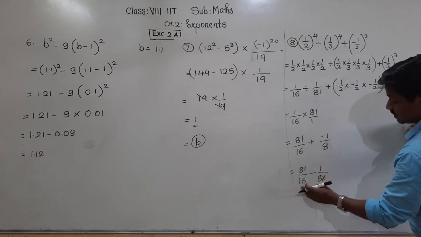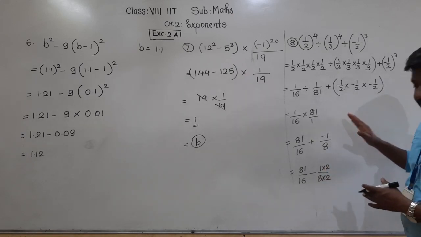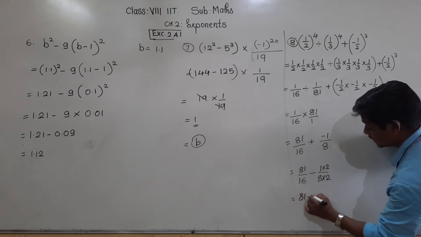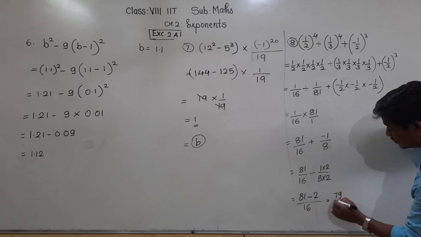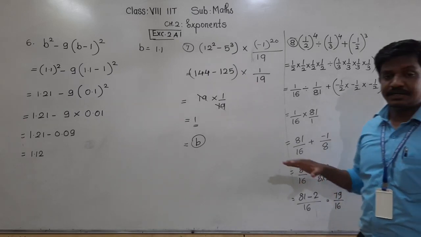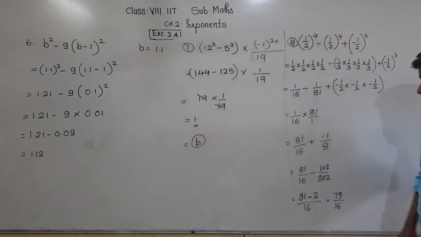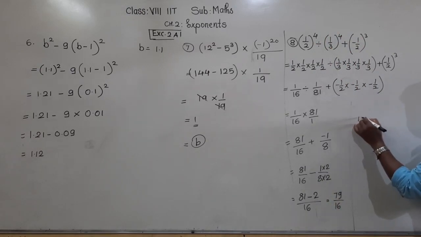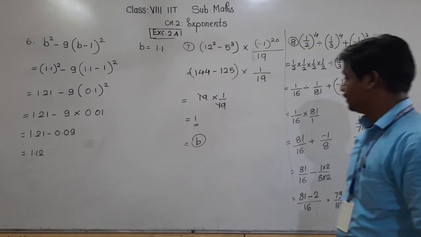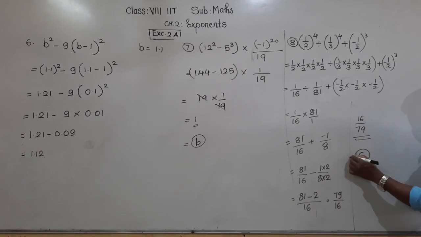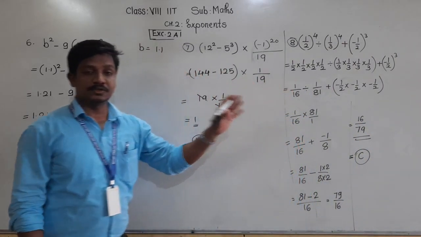Here the denominator is 16, here 8. So to make it 16 here, we need to multiply by 2. Okay. Are you paying attention? Yes. So 81 minus 2 ones are 2, upon 16, which is 81 minus 2, 79 upon 16. This is the answer. 79 upon 16 is the answer. We have to find the reciprocal. So the reciprocal of this is 16 upon 79. So that is option number C. Option number C is the answer. Got it? So these are the two MCQs which we have solved here.